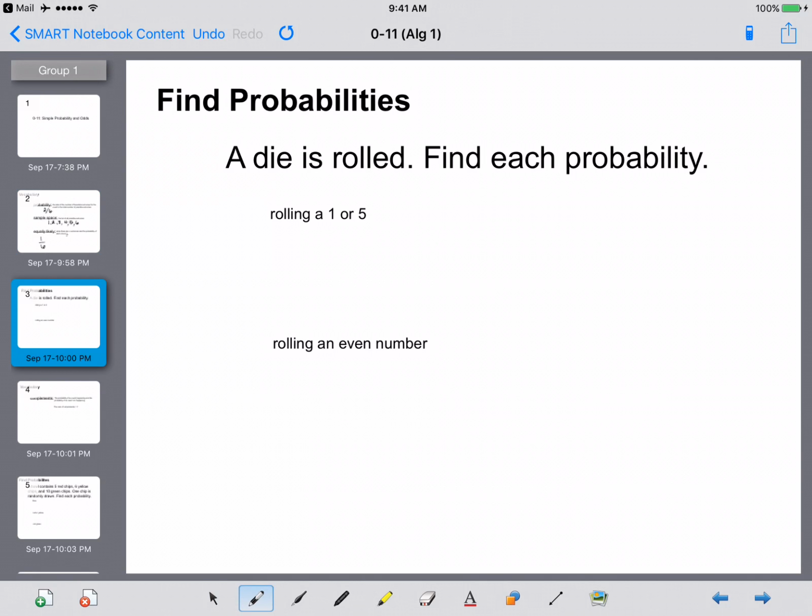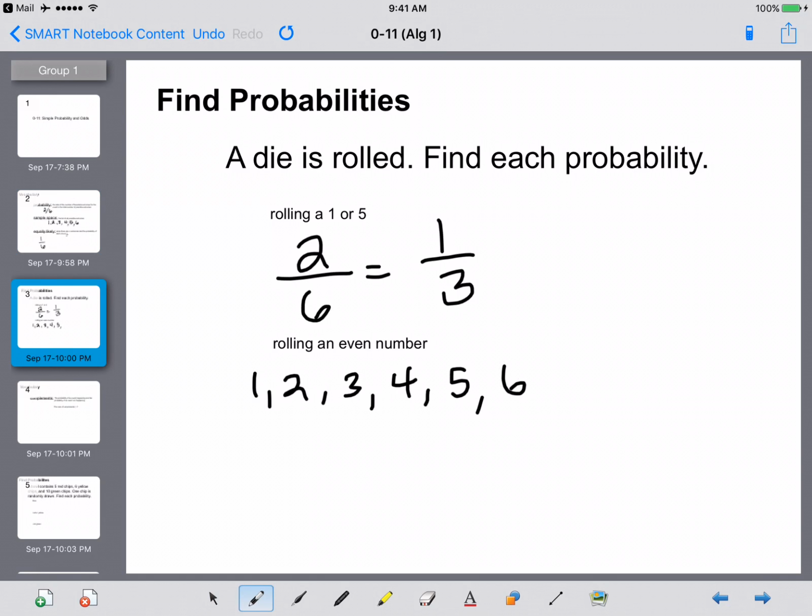So we're going to find the probabilities. A die is rolled. Find each probability. So the probability of rolling a 1 or a 5. 1 is on there once, 5 is on there once, so that's 2 out of a total amount of numbers being 6. Simplify it to 1/3. Rolling an even number, so our options: 2 is even, 4 is even, 6 is even. So there's 3 options we could have out of a total of 6. Simplify that down to 1/2.